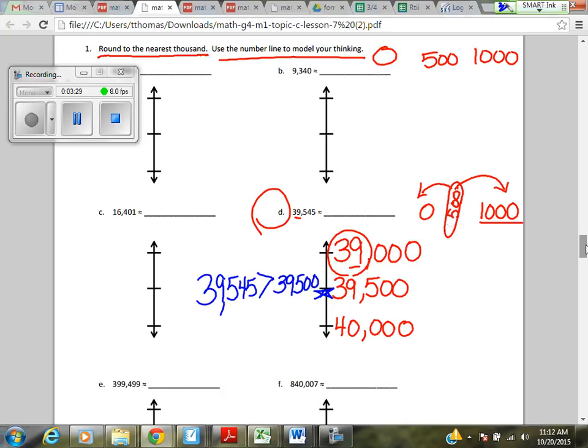Why? Because it has 4 tens, and this has 0. It has the same amount of 10,000s, the same amount of thousands, the same amount of hundreds, but it has 4 tens, and this one only has 0 tens. Okay? So 39,545 is closer to, rounds to 40,000, and so that's what I'm going to write in the lines.